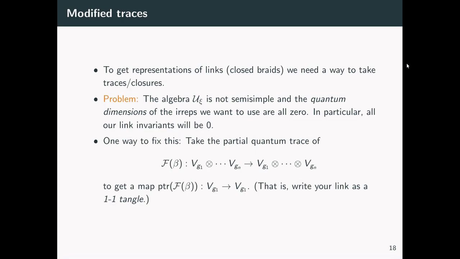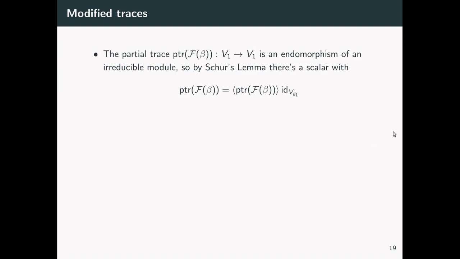Again, this is fixable. Here's an idea of how to fix it. One thing you can do is take partial traces. If I have some map on n strands from these modules to itself, you can take the trace on the right n factors, yeah? When you do that, you get rid of most of the complexity, so you still have some kind of map from V of G1 to itself. This is also known as writing your link as a 1-1 tangle. That is just like closing everything down to the point where you only have one pair of ends on your strand. One strand with free ends.